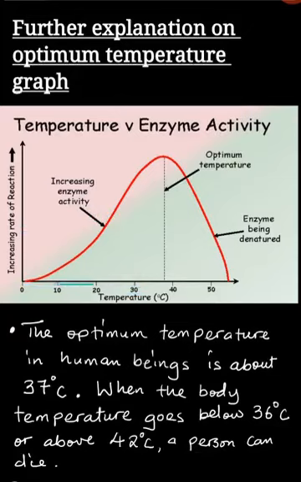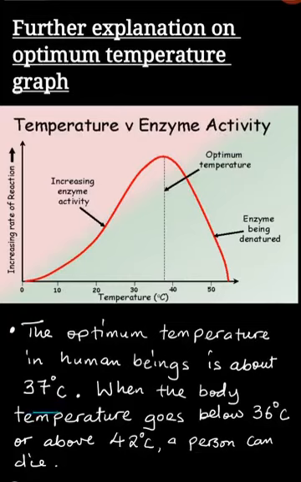So you are going to be increasing the temperature until you reach the highest point of enzyme activity. The point at which the enzyme activity is the highest is what we call the optimum temperature. So you are going to read the optimum temperature at that very point. In us human beings, the optimum temperature is around 37 degrees Celsius.